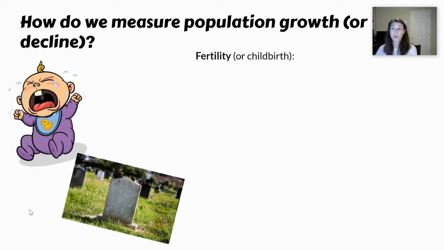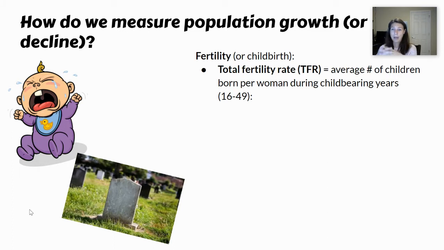So there's really three different things that impact growth, whether it's population growth or decline. The first thing is fertility. And so how many babies are being born into a given population will determine how large or small the population is. And the way in which you guys are going to measure fertility is by looking at the concept of total fertility rate.